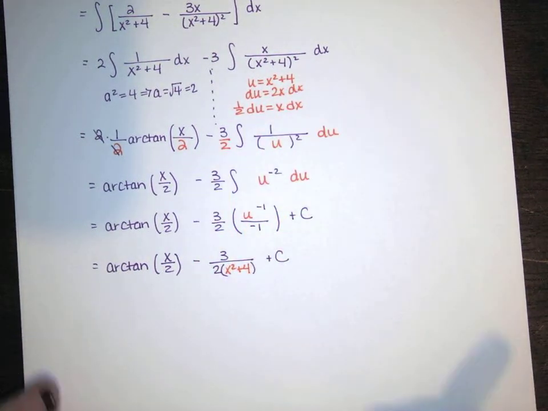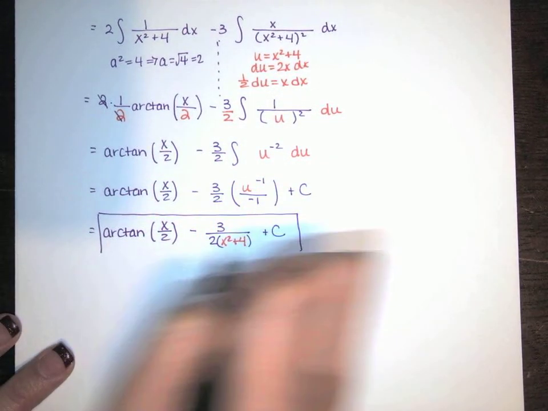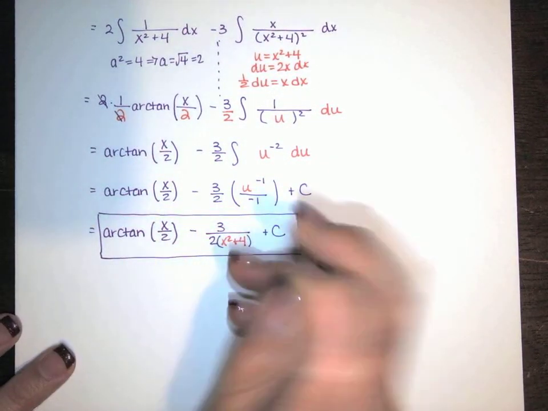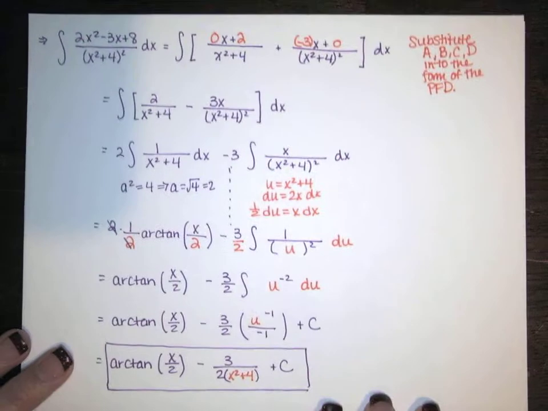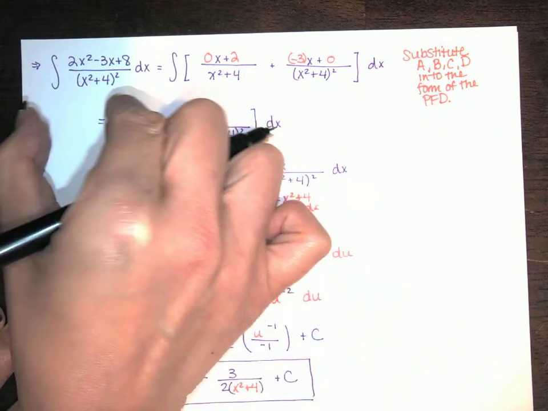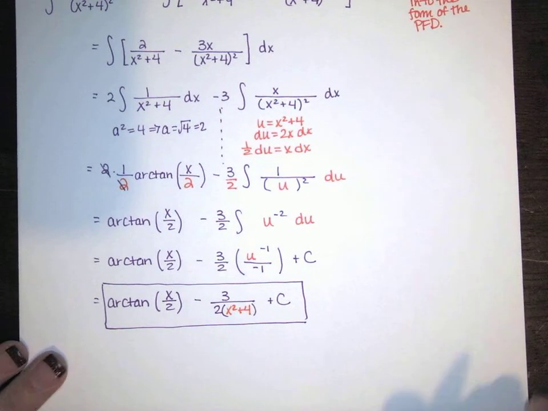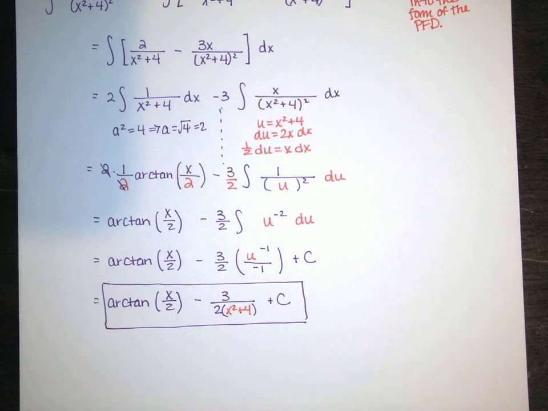So you can leave it like that if you want to. You can distribute the 2 if you prefer. Either one is fine. But I claim, if I take the derivative of that and I simplify, I'm going to get that. And if I get a common denominator with that, I'm going to get that. So this is how we handle irreducible quadratic factors.